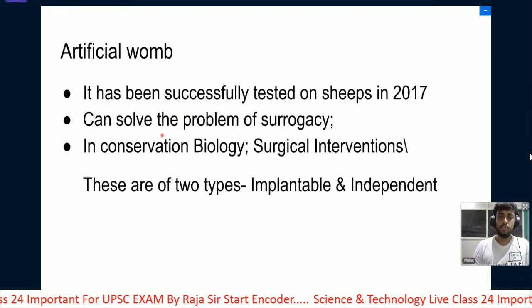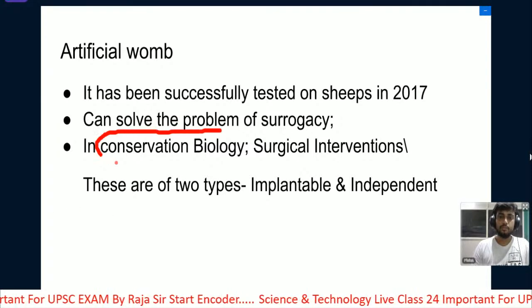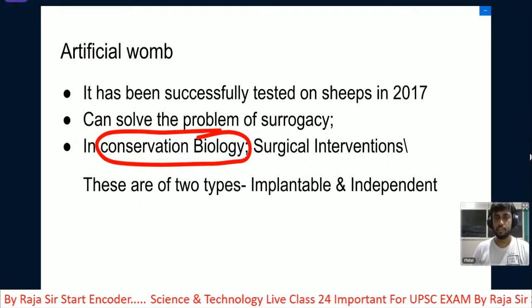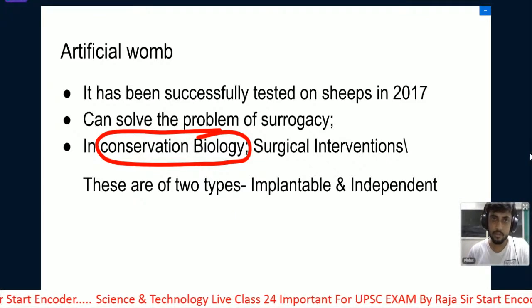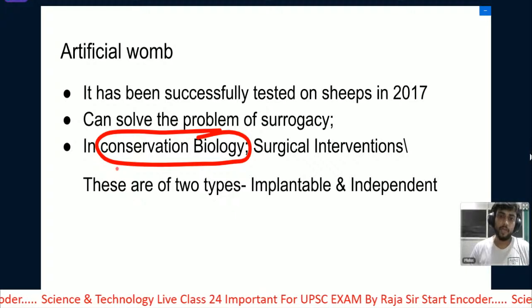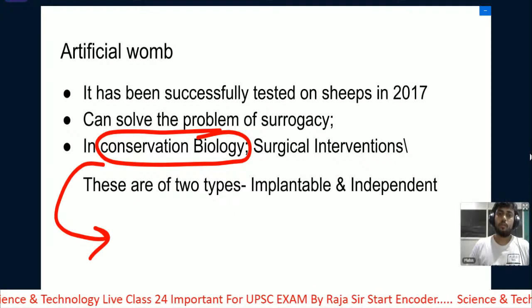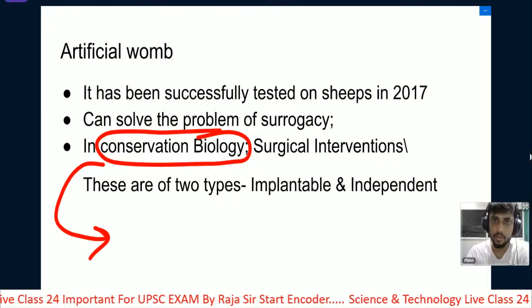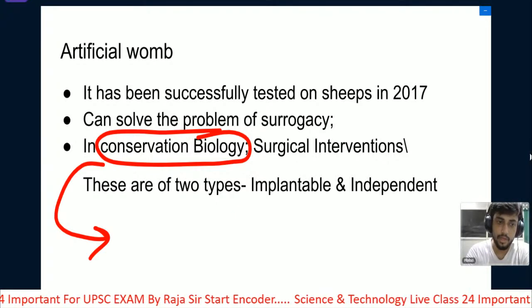And it can be used in conservation biology. Conservation biology means those species which are on the verge of extinction. We can try to give birth to them inside the laboratories in the artificial form.